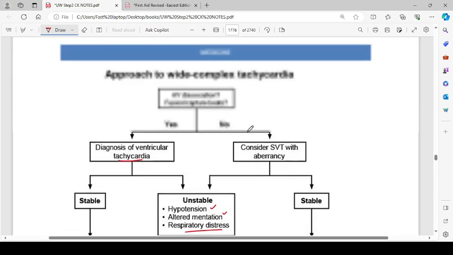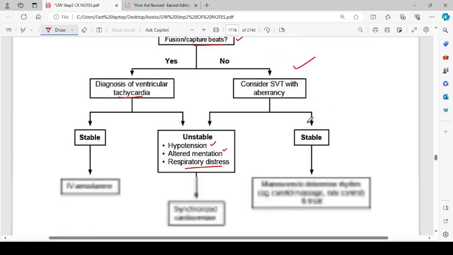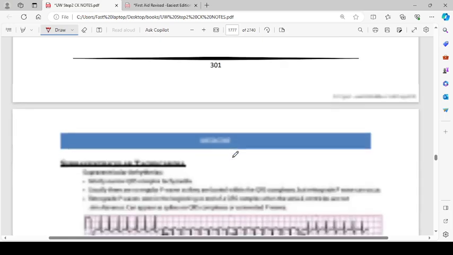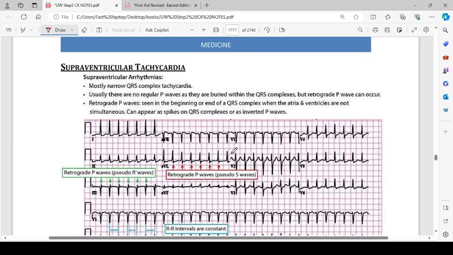If AV dissociation and fusion or capture beats are not present, then consider supraventricular tachycardia with aberrancy. If the person is stable, use maneuvers to determine the rhythm, like carotid sinus massage, Valsalva, and rate control, and then treat the patient. If the person is unstable, with hypotension, altered mentation, and respiratory distress, do synchronized cardioversion. Then the next thing is supraventricular tachycardia, which is mostly a narrow QRS complex tachycardia.